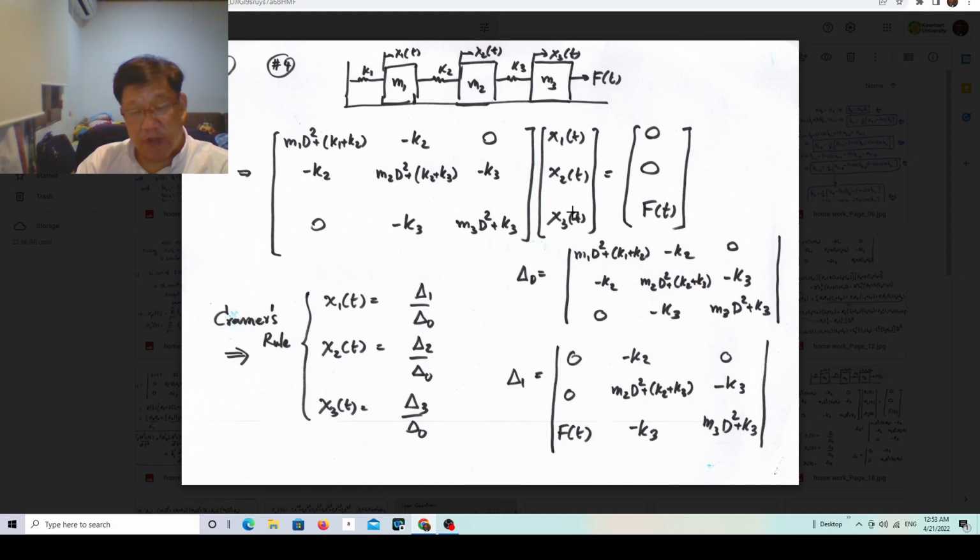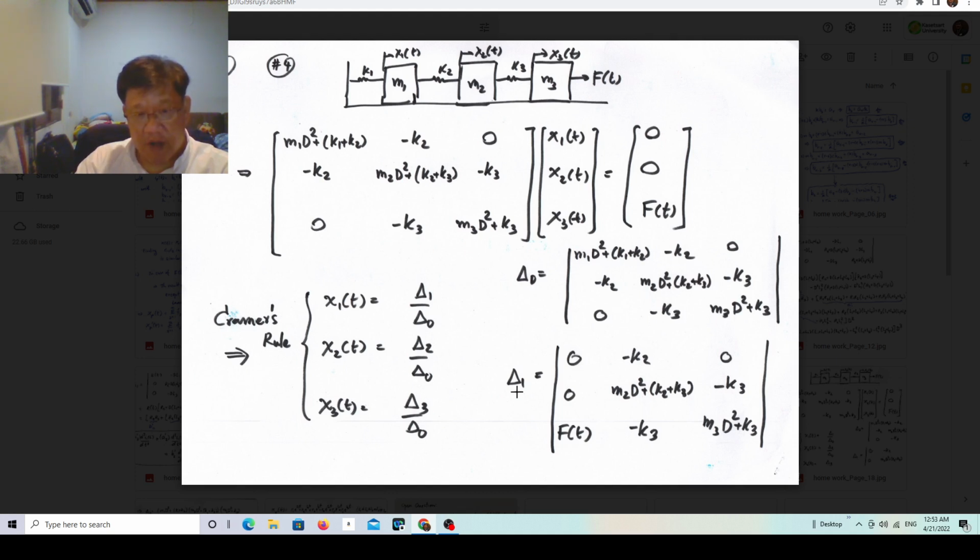But if you want to write down only one response equation, you need to apply Cramer's rule. You get different equations for x of 1, x of 2, and x of 3 in terms of time t. The analysis is similar to what we did in the previous example.